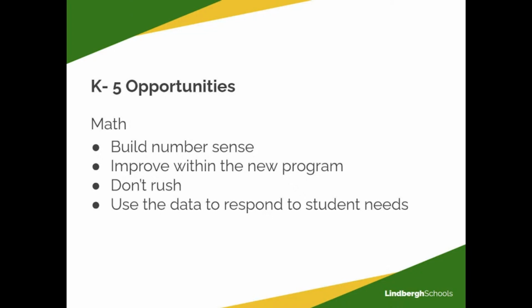Because if we go too fast down in K, 1 and 2, those are the students who have trouble when they're up in 4 and 5. And then once again, as I said in reading, we'll use the data to respond to the student needs and do the best to tailor our instruction to get the most success. So before I turn it over to Dr. Zagora, what questions might you have?